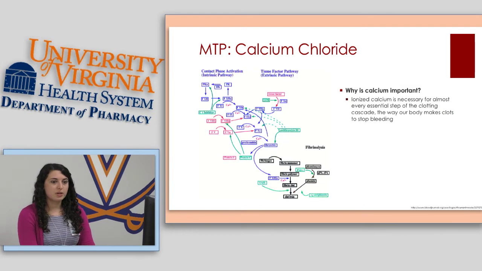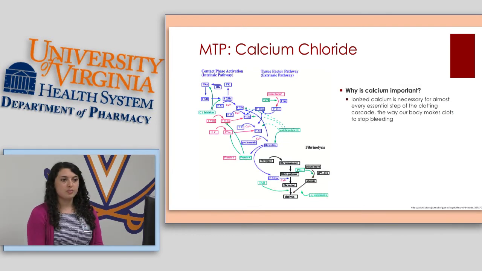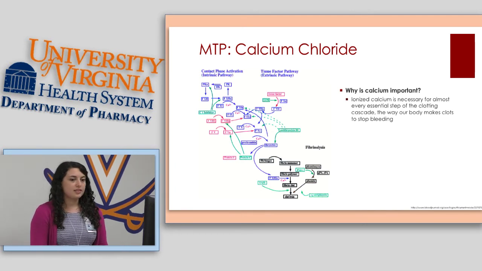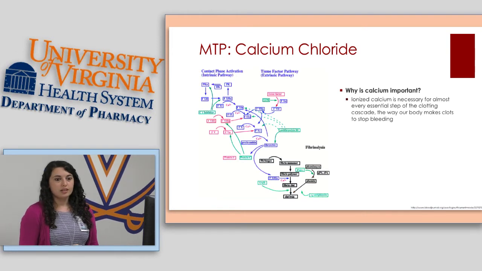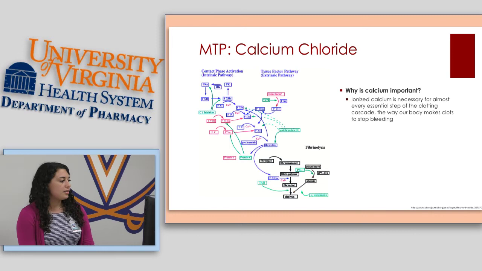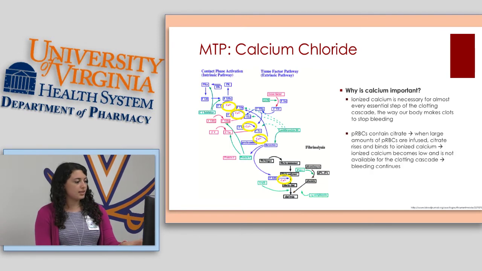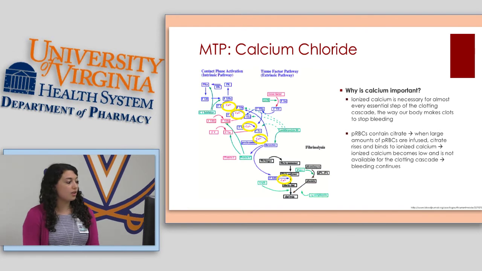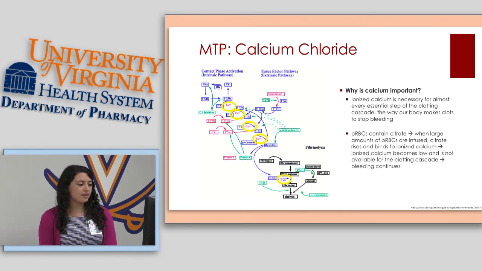And so I think it's important to know why these medications are important. So then if you have the reason in your head of why they're needed, then you'll understand why it's so vital that we get them to the patient in a timely manner. So here on the left, you can see that this is the clotting cascade, so the way our body forms a clot to stop bleeding. And if you look in each step with these yellow circles, you'll see that ionized calcium is needed at almost every step of this cascade.